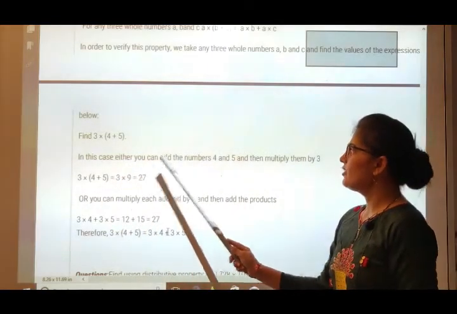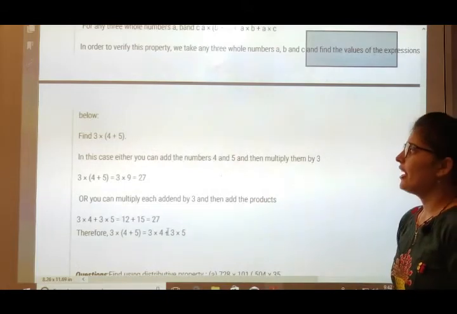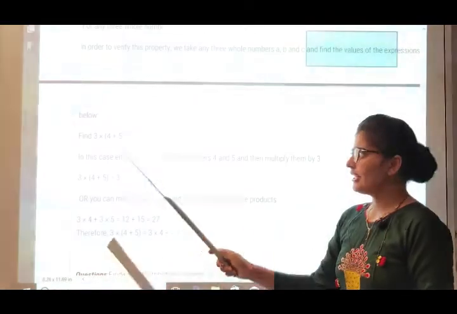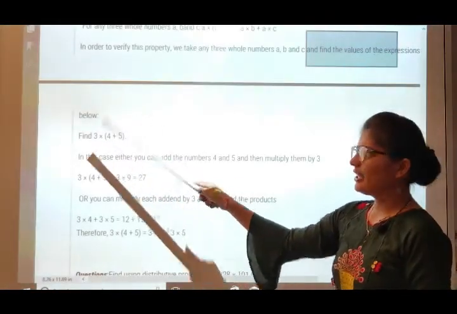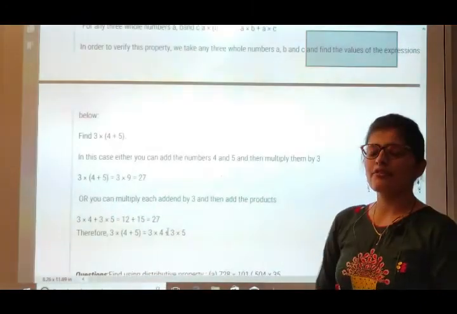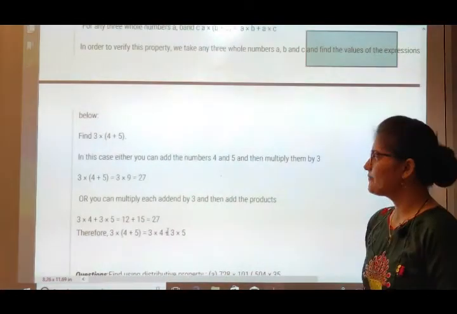In this case, earlier you have added the numbers 4 and 5 and then multiplied them by 3. Now directly we can add 4 plus 5 and after that multiply whatever answer we are getting with the 3. Here you can see 3 multiplied by (4 plus 5). 4 plus 5, the answer is 9. So 3 multiplied by 9 will be equal to 27.